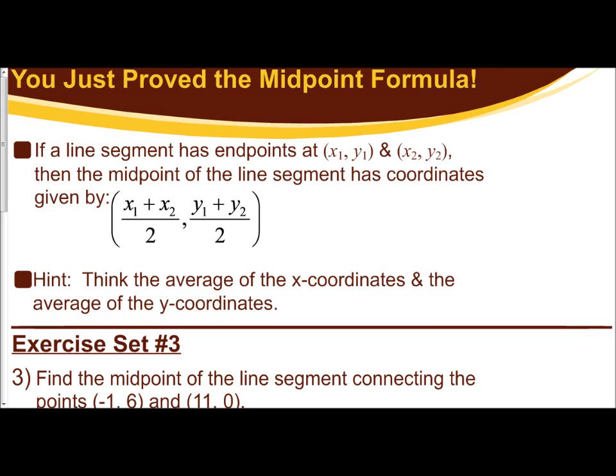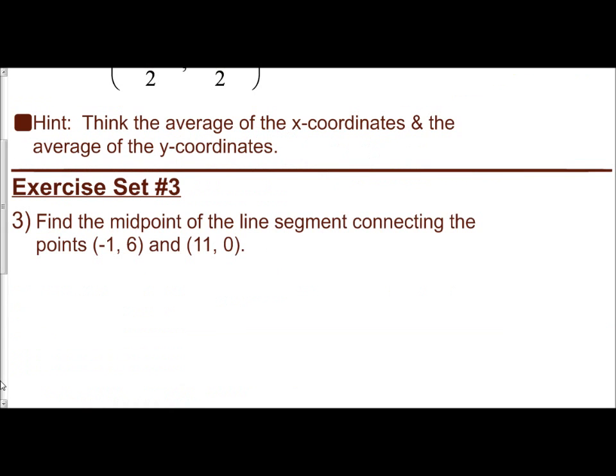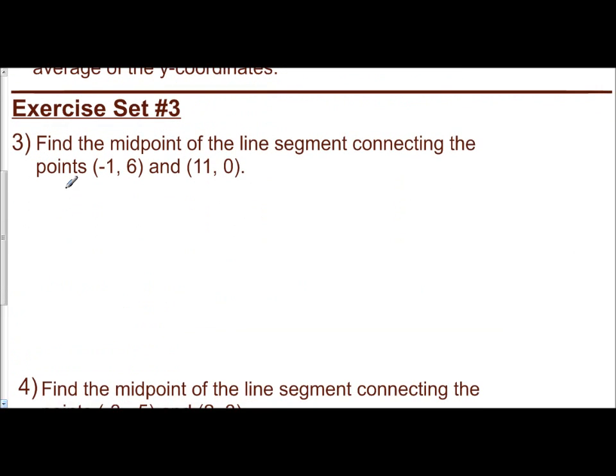In the previous video, we proved the midpoint formula to be true. The midpoint formula says that if you have two endpoints of a segment, (x1, y1) and (x2, y2), the midpoint can be found by adding x1 and x2 and dividing by 2, and then y1 plus y2 divided by 2. It's the coordinate represented by this process. A nice little hint is to think of it like the averages of the x coordinates and the averages of the y coordinates. So we're just going to apply this formula to find the midpoint of a line segment when we're given the two endpoints.